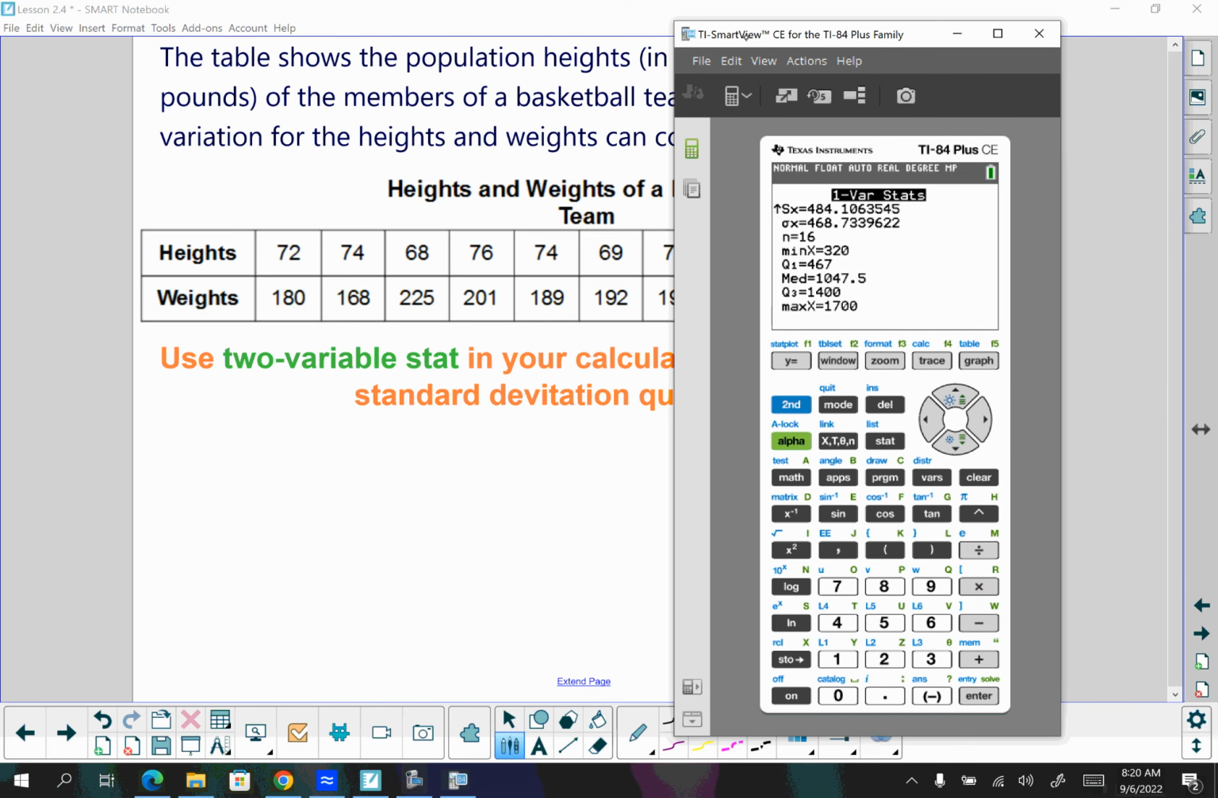We're going to hit edit. We're going to clear out our lists. Okay, so does everybody have an L1 and an L2 in there still before we go too far here? Yes. Okay, so we're going to put heights in L1. We're going to put weights in L2. So go ahead and take a minute and do that.